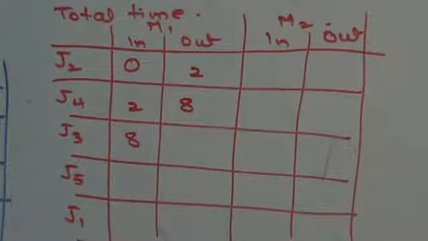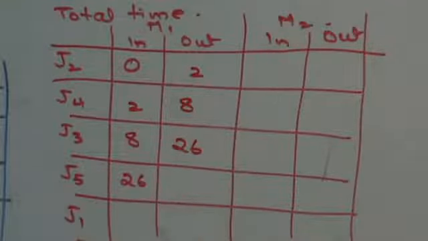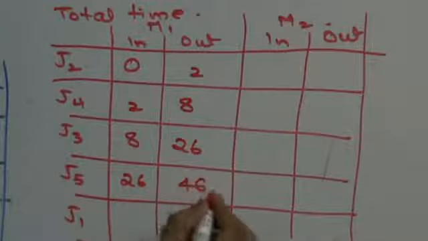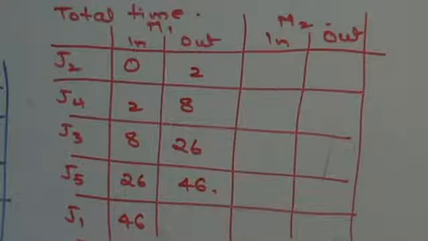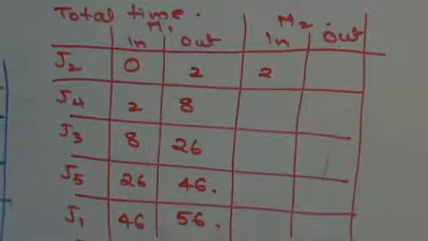Bring 8 down here. On machine 1, J3 takes 18 hours. Right? So that is 26. Bring 26 down here. J5 takes 20 hours. So this is going to be 46. Bring 46 here. And J1 takes 10 hours. So 56. Right? Now bring 2 out here. You cannot start till 2 hours are finished, till the work on machine 1 is over.